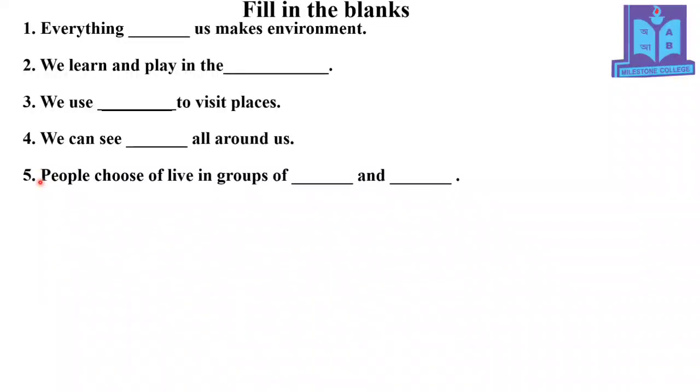Now, question number 5. People choose to live in groups of dash and dash. What will be the answer? Very good. People choose to live in groups of families and villages because people cannot live alone. They make society to fulfill their needs, isn't it? Very good, my dear.